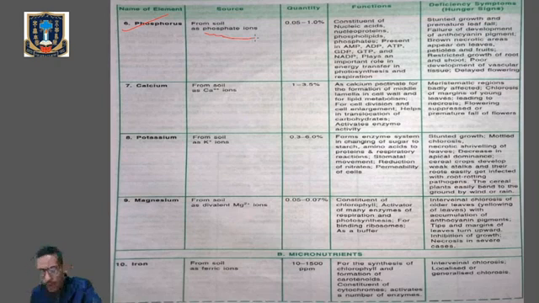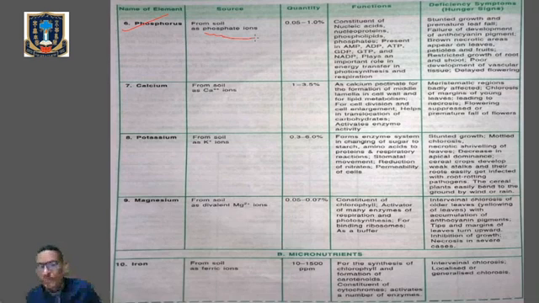The function or role of phosphorus is that it is one of the important constituents of nucleic acids, phospholipids, ATP, AMP, ADP, GTP, and NADP. These are the important constituents where phosphorus is present. It is also involved in metabolic processes where proteins are synthesized. Then it helps in photosynthesis, glycolysis, respiration and fatty acid synthesis. So these are the general functions of phosphorus.